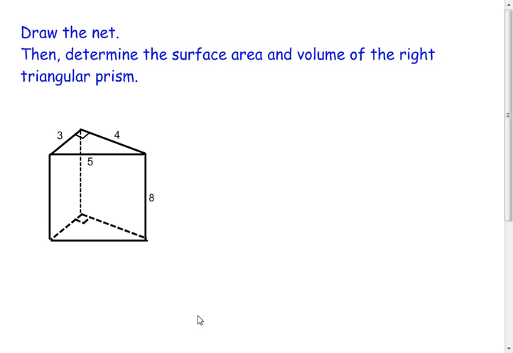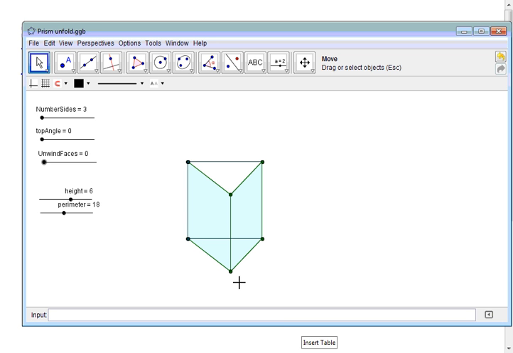Alright, in this video we're going to look at the volume and surface area of triangular prisms. And so that just means the top and bottom, the bases, are triangles in this case. If you watched my rectangular prism video, you saw this. This is just how to draw the net of a prism. And so this is a triangular prism.